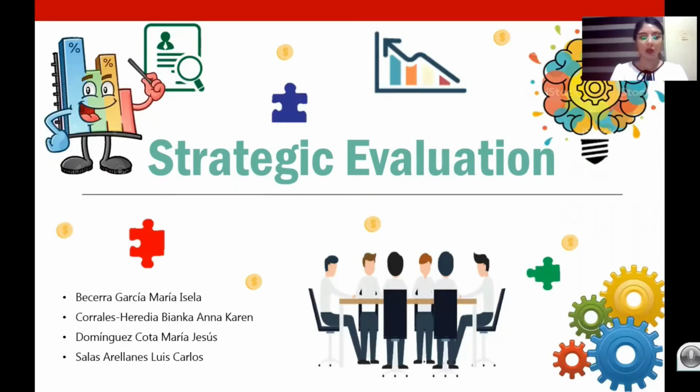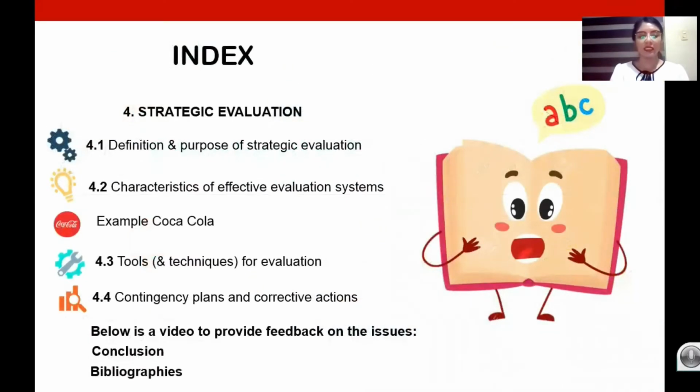And we talk about the strategy evaluation. Index. The topics that will be discussed are the following: definition and purpose of strategy evaluation, characteristics of effective evaluation systems, example Coca-Cola, tools and techniques for evaluation, contingency plans and corrective actions. Below is a video to provide feedback on the issues, conclusion, and bibliography.